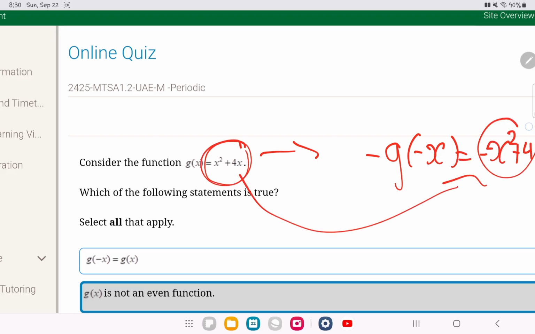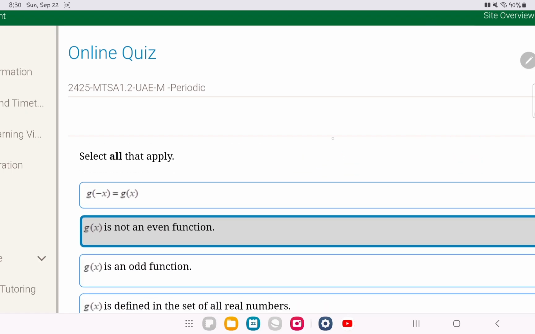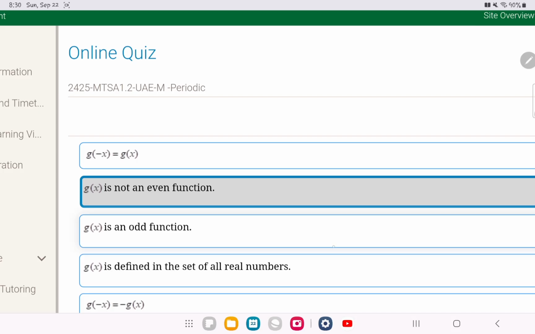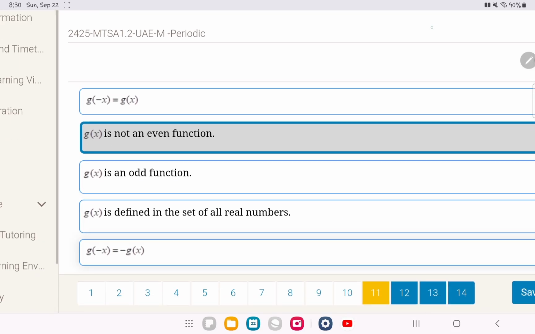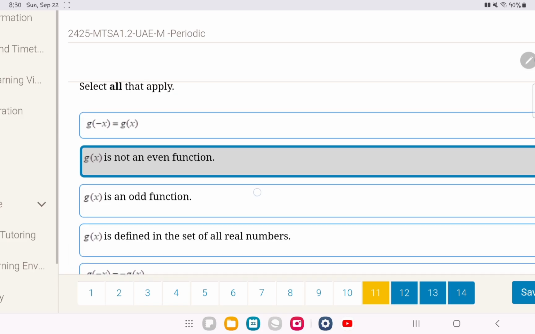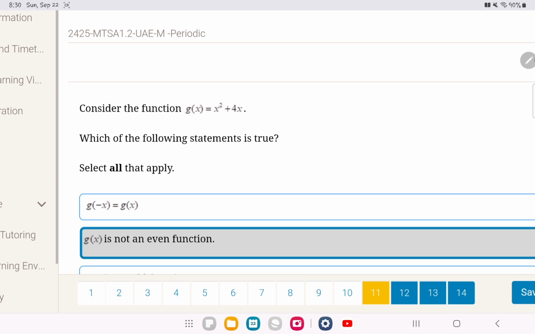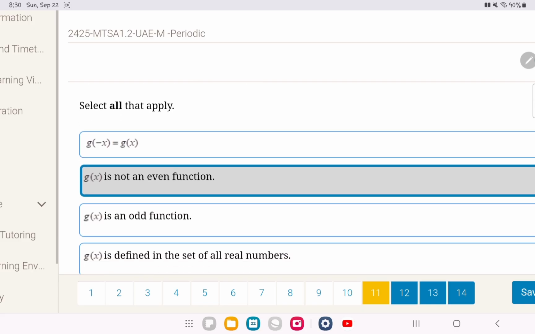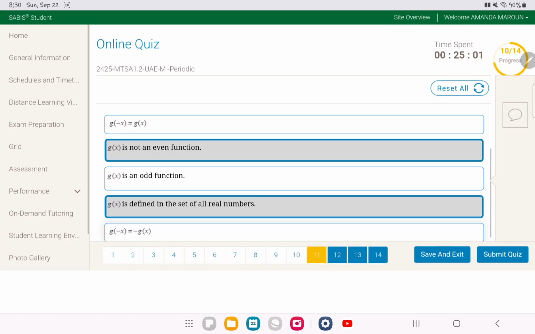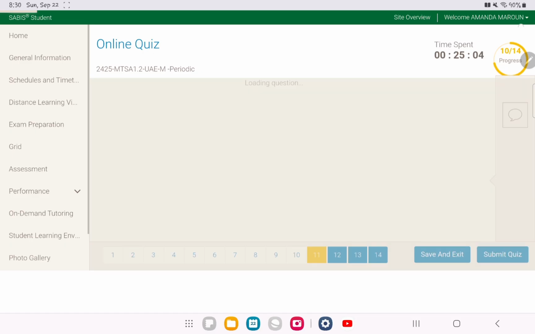Definitely this one and this one are not equal, so it is not odd. So it is not an odd function. This is not true because we tried it. And this is the rule for the odd function. And then finally, g(x) is defined in the set of all real numbers. So if you substitute x with any number, there will be no restrictions. So definitely it's defined in the set of all real numbers.